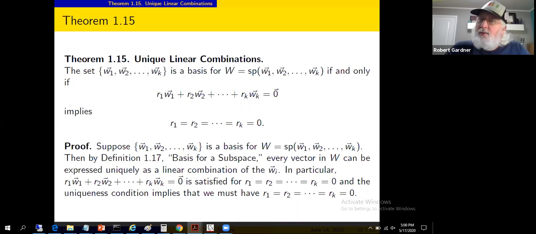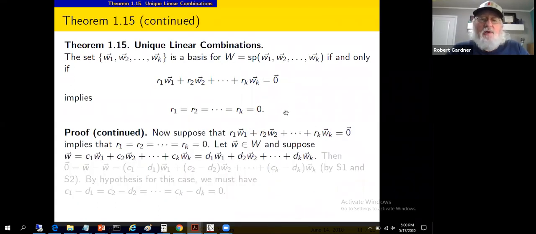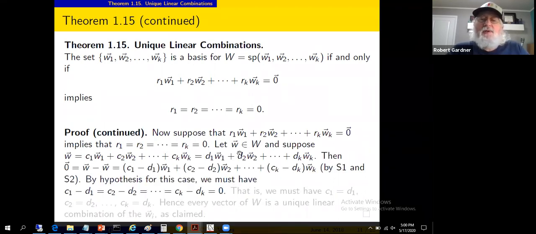Now we have to turn that logic around and say, suppose this equation implies those coefficients are 0, show you have a basis. That is, show every vector can be uniquely written as a linear combination of these. Just the definitions. All right. Suppose a linear combination set equal to 0 means that the coefficients must be 0. Well, take yourself a vector, W vector, in set capital W, and suppose W can be written two different ways.